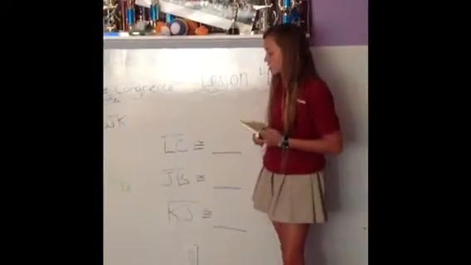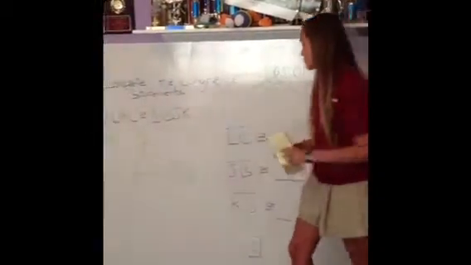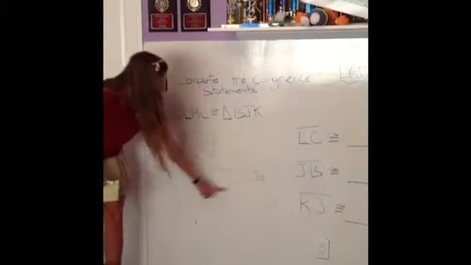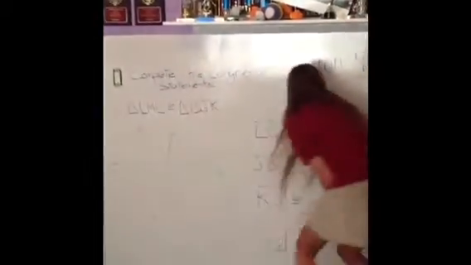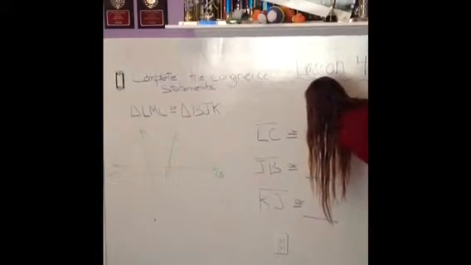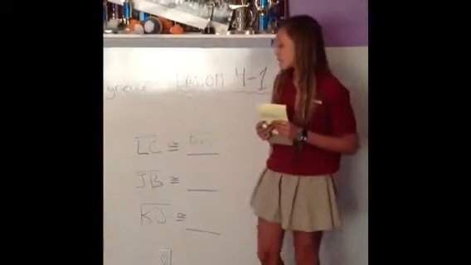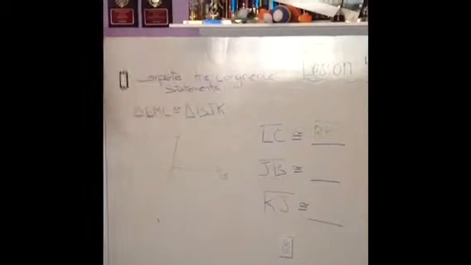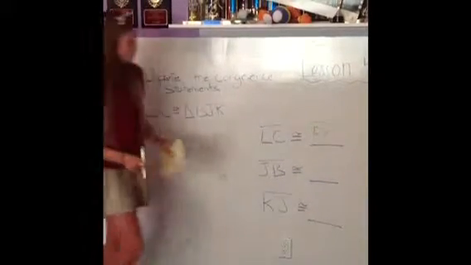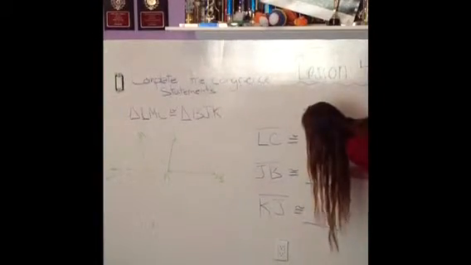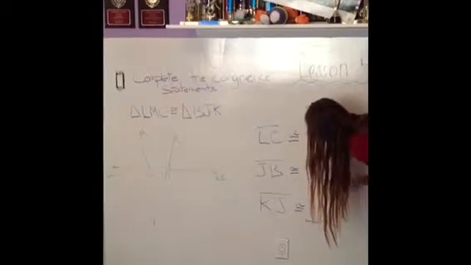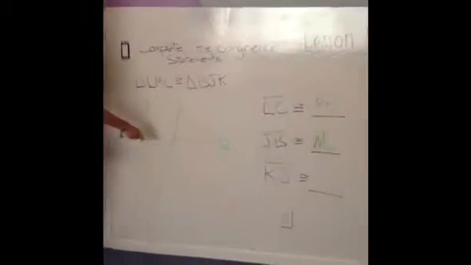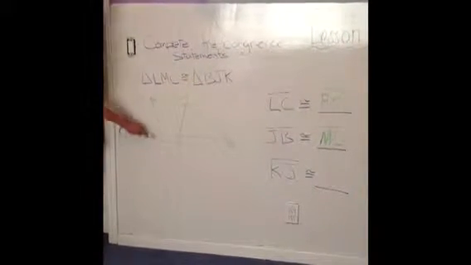Problem 1 is asking which side is congruent to LC. So if you go over here, LC is congruent to BK. Second problem is asking which side is congruent to JB. So we go over here, JB is congruent to ML. The last problem is asking which side is congruent to KJ. We go over here, KJ is congruent to side CM.